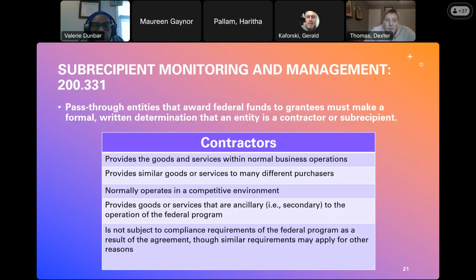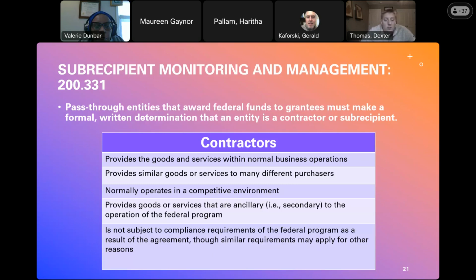Pass-through entities that award federal funds to grantees must make a formal written determination that an entity is a contractor or subrecipient. So contractors provide goods and services within normal business operations, provide similar goods or services to many different purchasers, normally operate in a competitive environment, and provide goods or services that are ancillary or secondary to the operation of the federal program.